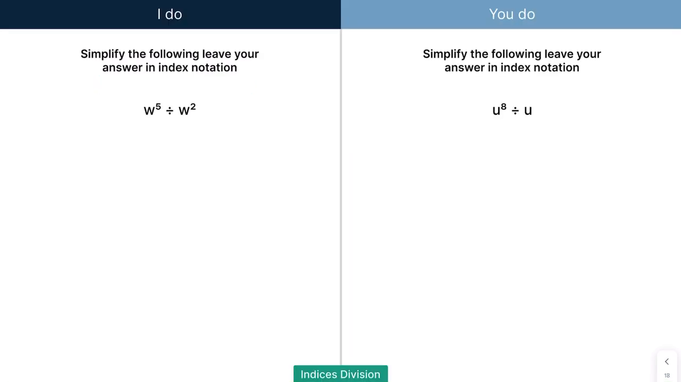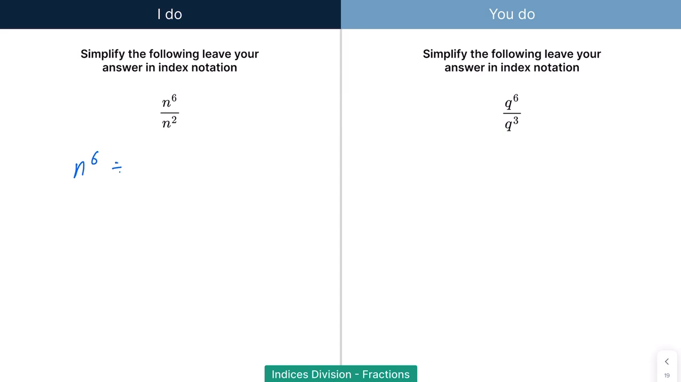Moving on, we're now looking at division. This is just the opposite. When you're dividing indices, you just subtract them. So it becomes w to the power of 5 minus 2, and then w cubed. Again, hopefully you press pause and have a go at this. Now, one thing worth noting is when the power is not there, it's the same as to the power of 1. So essentially, we are doing u to the power of 8 minus 1, which becomes u to the power of 7.